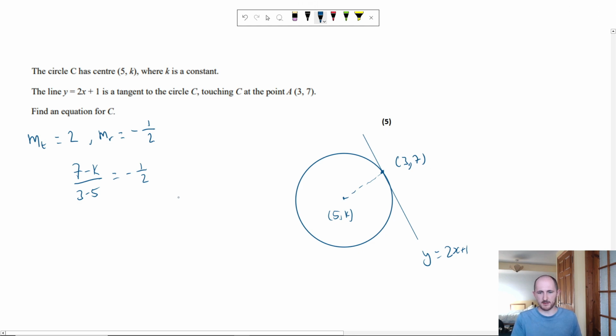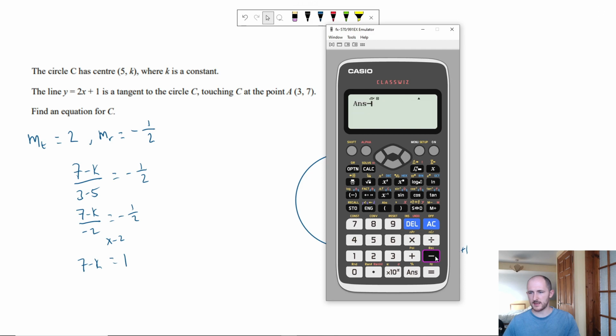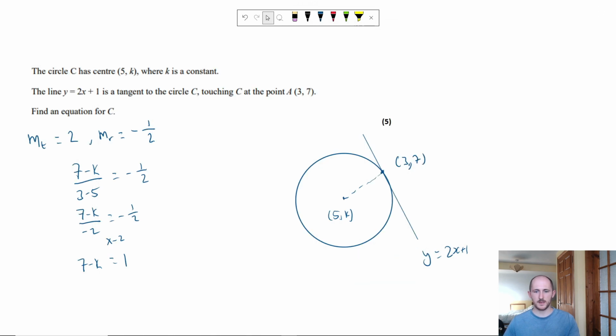So now I'm going to simplify this slightly, just to make my life ever so slightly easier. I'm going to times both sides by minus 2 to get rid of the fraction, so 7 minus k. Now you can believe me if you want, but that's just going to give me plus 1. However, let's use our calculator to verify. We have minus a half times minus 2, 1. So now if we swap this round, we have 7 is equal to 1 plus k. So k is just equal to the number 6.